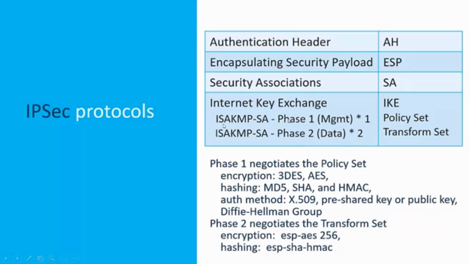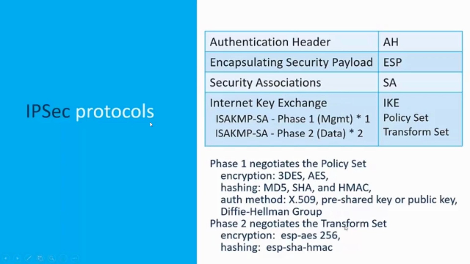Now, all of the things that are set up in these two phases in these security associations are basically all of the security methods we're going to be using. So in Phase 1, what's negotiated is the policy set, and there we lay out the encryption that's going to be used. Let's say it's 3DES or AES. The hashing that's going to be used, either MD5 or SHA with HMAC, which is a keyed hash. The method of authenticating each end of the IPsec tunnel using X509 certificates with either pre-shared keys or public key, and the Diffie-Hellman group that's going to be used to share those keys across the internet.